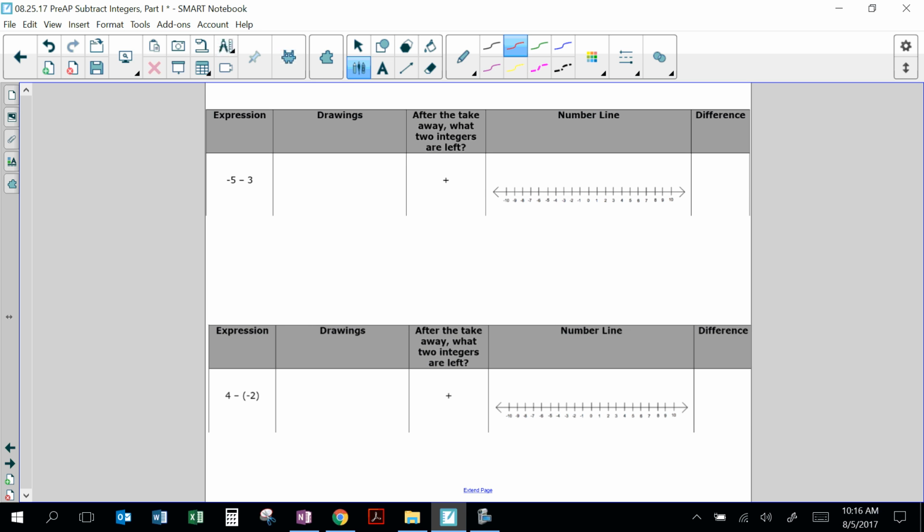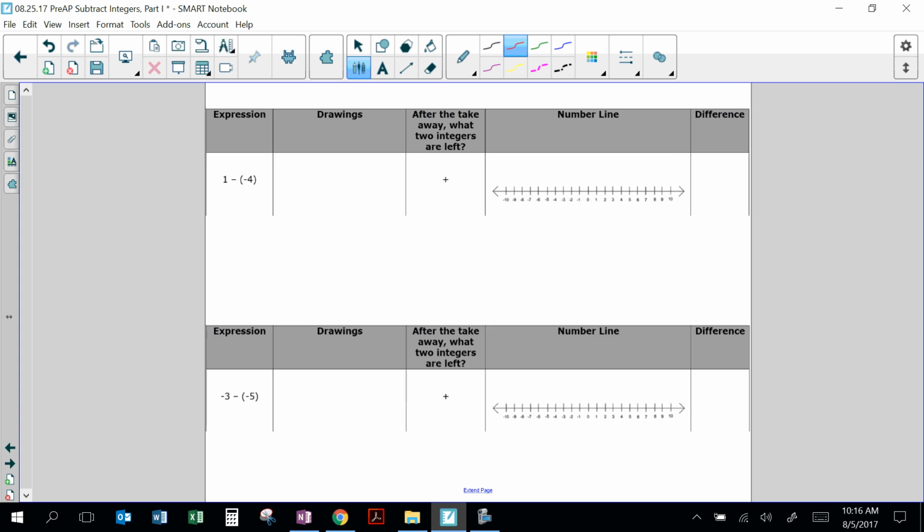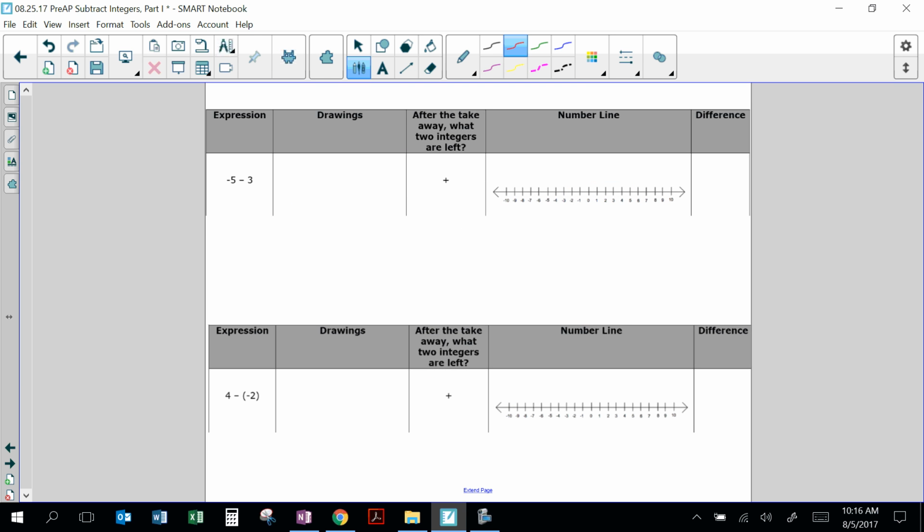And here's some more examples. -5 minus 3. By the way, part of this will be homework, so I'm not going to go through all of them. Whatever we don't finish will be for homework. So -5 minus 3. I have 5 negatives, and -3, I go back 3. So that would be -8.